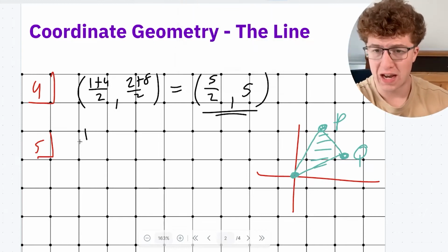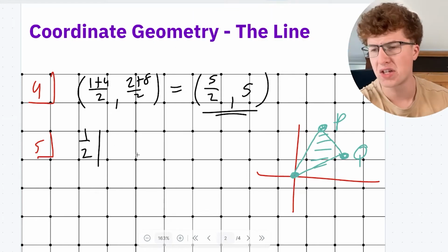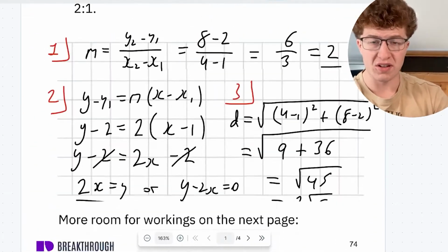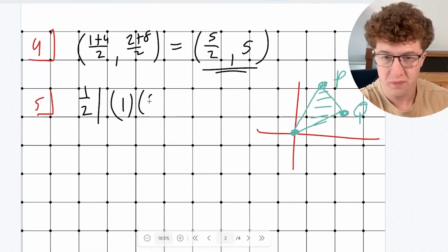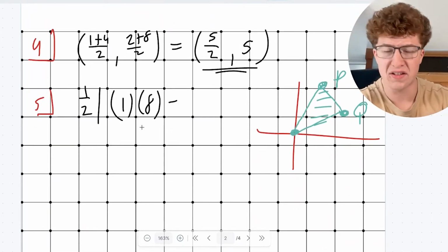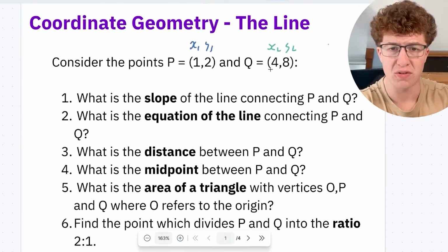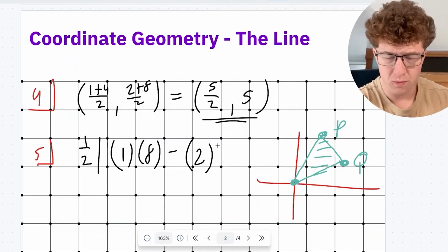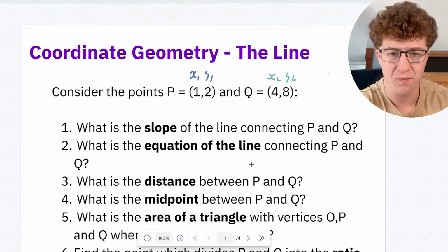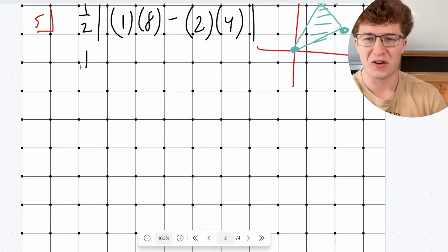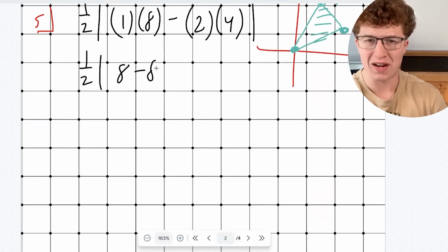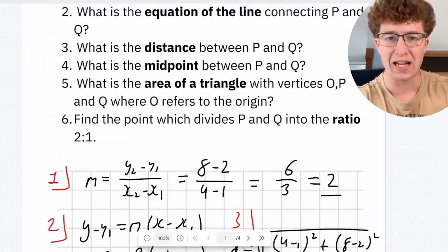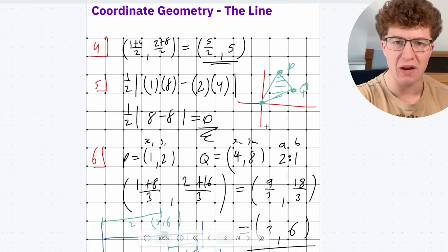So, look at our log tables. We have the formula. It's going to be a half times the modulus of x1 times y2. x1 is 1 and y2 is 8. So 1 times 8 minus what, x2 times y1. So x2 is 4 and y1 is 2. Minus 4 times 2. And this is actually a funny one. We're going to have a half times 8 minus 8, which is actually 0. So there actually isn't a triangle between these points. We got that the area was 0.